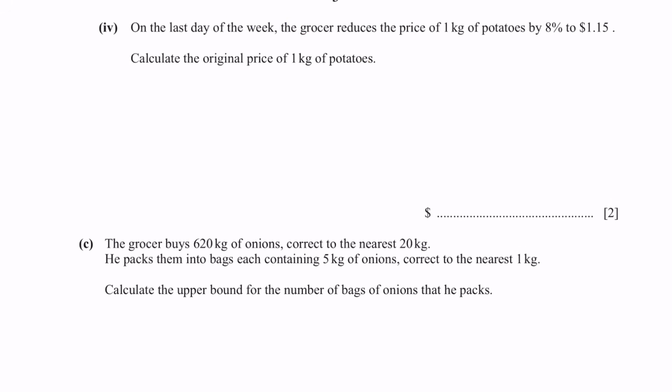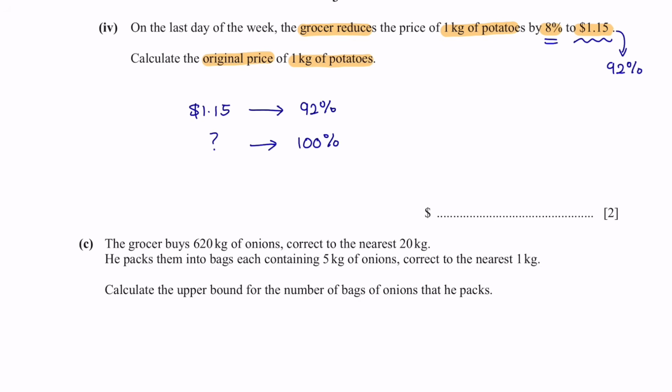Next, part 4. On the last day of the week, the grocer reduces the price of 1 kilogram of potatoes by 8% to $1.15. Calculate the original price of 1 kilogram of potatoes. If this is the price after a reduction of 8%, it means that this stands for 92% of the original price, which means that $1.15 stands for 92%. And we need to find the value at 100%. We can use x as our unknown and cross-multiply to find x. Rearranging this would be 115 over 92, which is $1.25. So the original price is $1.25.